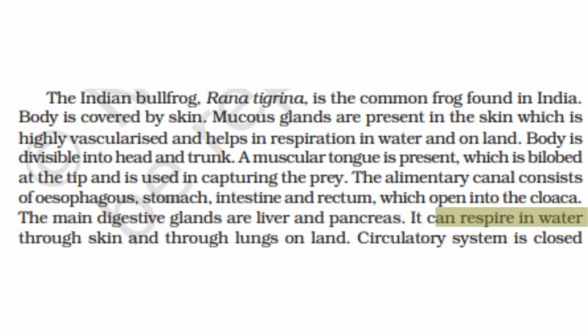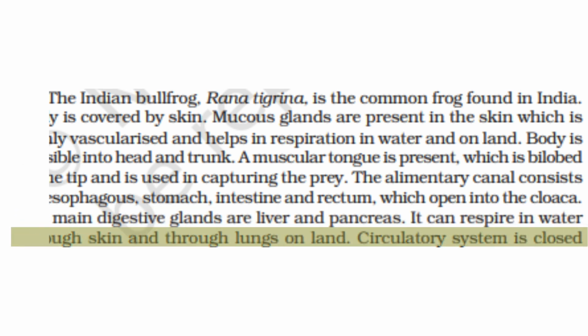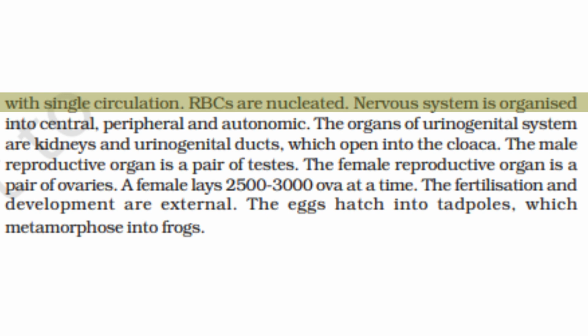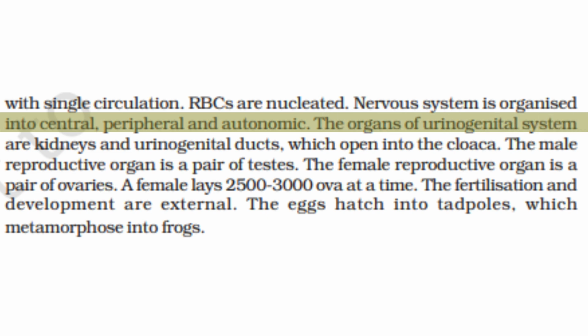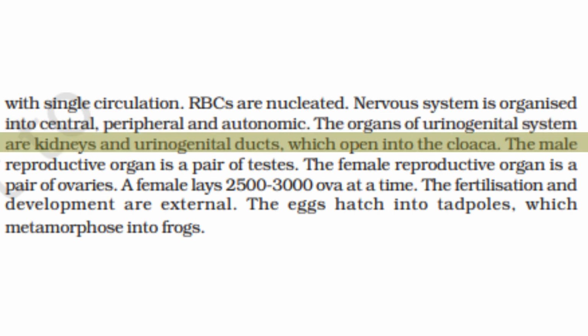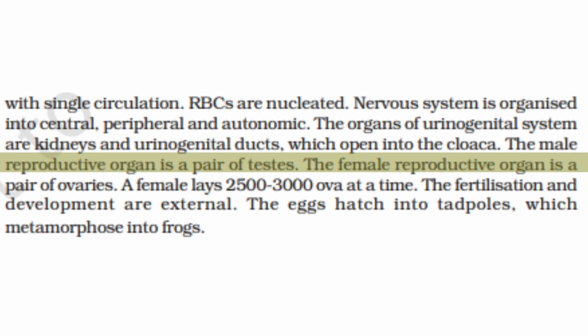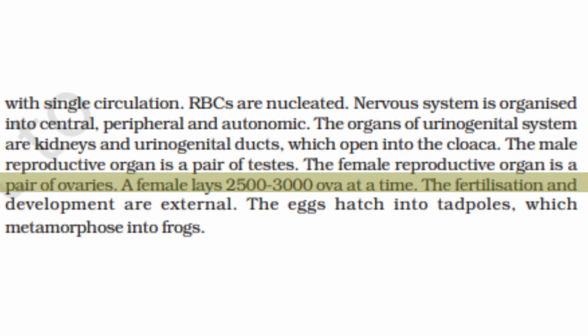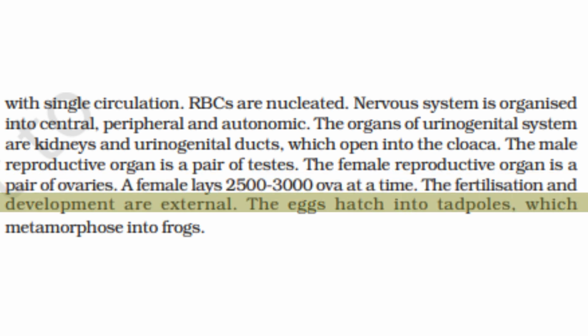It can respire in water through skin and through lungs on land. Circulatory system is closed with single circulation. RBCs are nucleated. Nervous system is organized into central, peripheral, and autonomic. The organs of urinogenital system are kidneys and urinogenital ducts which open into the cloaca. The male reproductive organ is a pair of testes. The female reproductive organ is a pair of ovaries. A female lays 2,500 to 3,000 ova at a time. The fertilization and development are external. The eggs hatch into tadpoles which metamorphose into frogs.